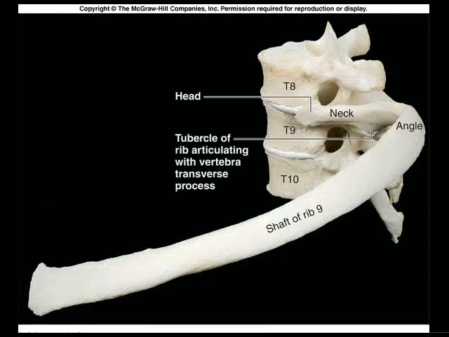Let's look at the articulation between the rib and the thoracic vertebrae. Here we can see the head of the rib articulating with the bodies of the vertebrae. This is known as the costo-vertebral joint.